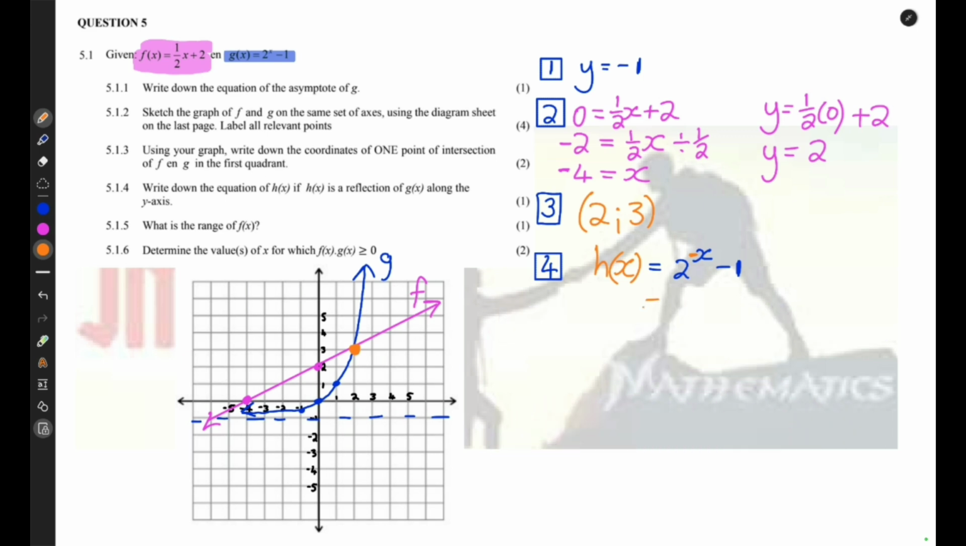Please don't be lazy. Just make sure that you rewrite this as a half to the power x, because that is the standard form of an exponential graph. We don't want a minus in front of x or y. We want to change other things so that it remains in standard form.